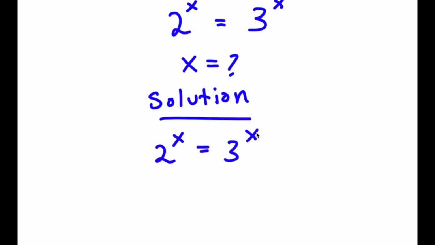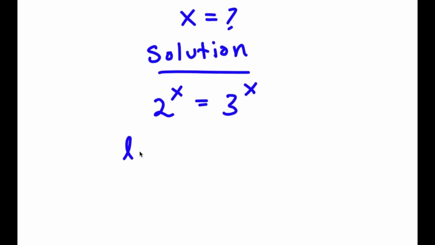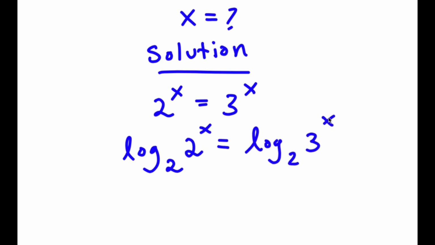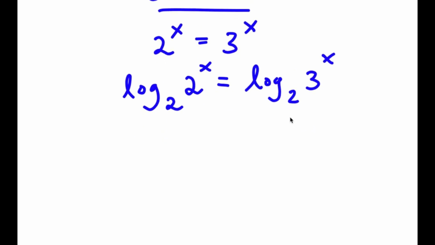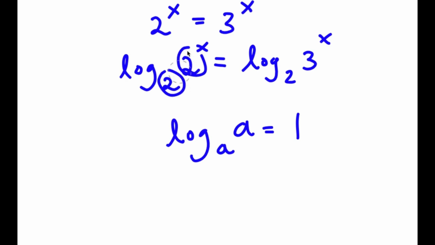And I'm going to take the log of base 2 on both sides. So now I have log base 2 of 2 to the power of x is equal to log base 2 of 3 to the power of x. Now, if I have something in the form log base a of a, this is simply equal to 1. So as you see here, we have log base 2 of 2.